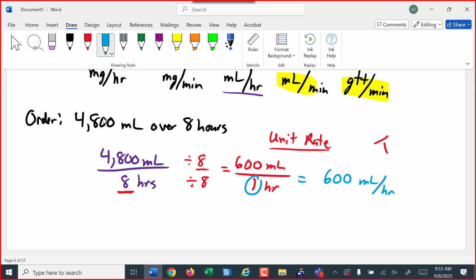So this is the full process. The shortcut is we're just going to divide the numbers and put the units into the units for the rate.